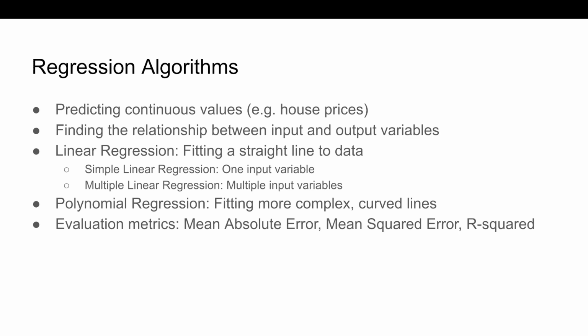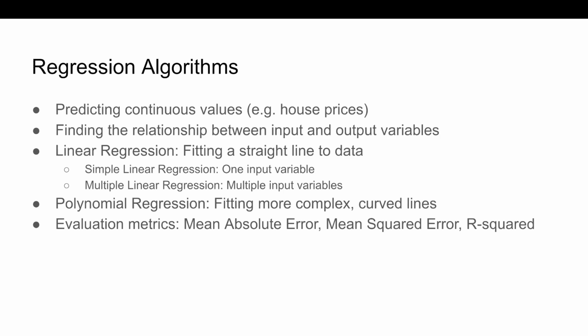If you have just one input variable, like in our house example, it's called simple linear regression. But if you have multiple inputs, like size, number of bedrooms, location, etc., then it becomes multiple linear regression. But what if the relationship isn't linear? That's where techniques like polynomial regression come in. They can fit more complex, curved lines to the data.